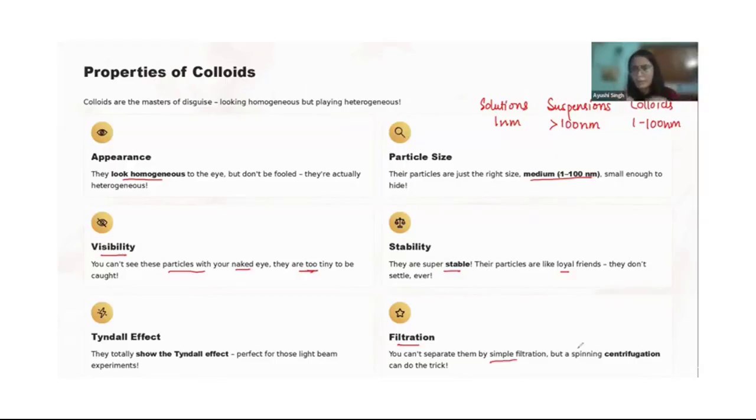Imagine milk. Can you take out the protein by filtering it? No, right? You have to use the centrifugation method. This is a very cool technique. We used to do it in our labs during graduation. I hope you will also be doing it soon. Centrifugation is where we keep our samples in tubes and then rotate them at a very high speed. The centrifuge is the name of this instrument. It starts moving at a very, very high speed.